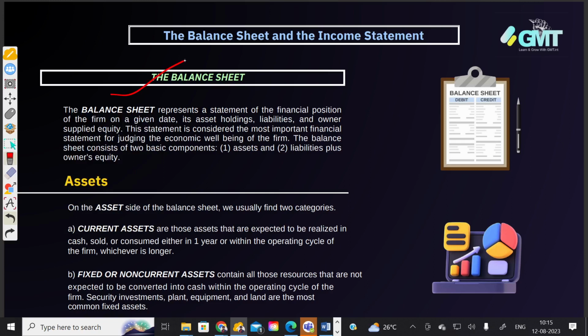Why mirror of the business? Because that defines the current situation of your business: your payables, receivables, current assets, fixed assets, long-term assets, right? And all other information the balance sheet will provide to you, and on the basis of that you can take investment decisions as well. All right.